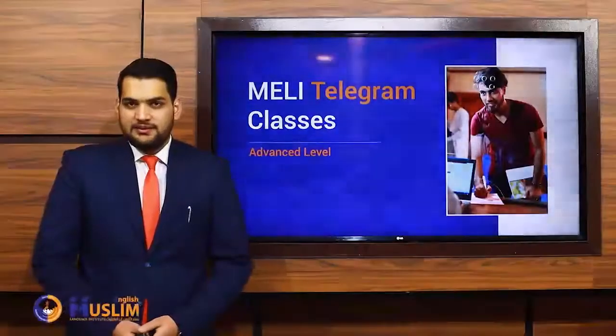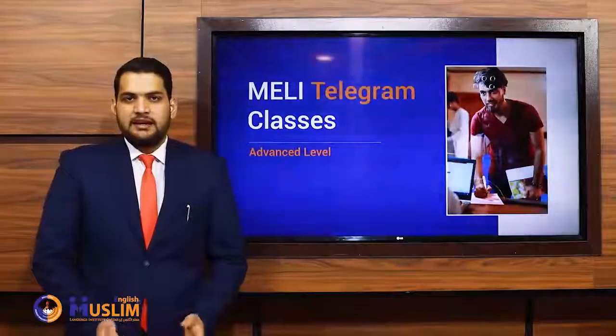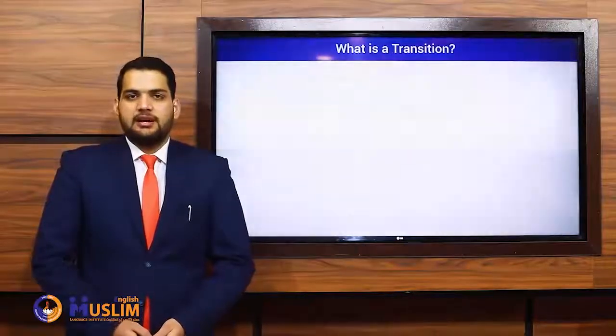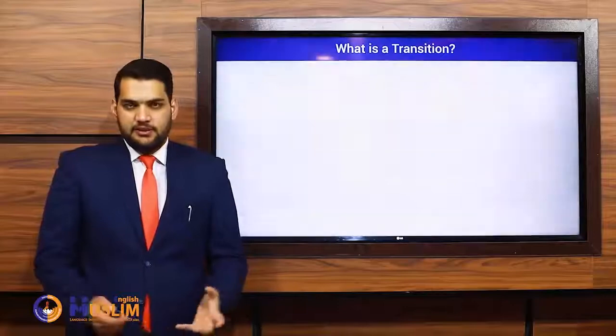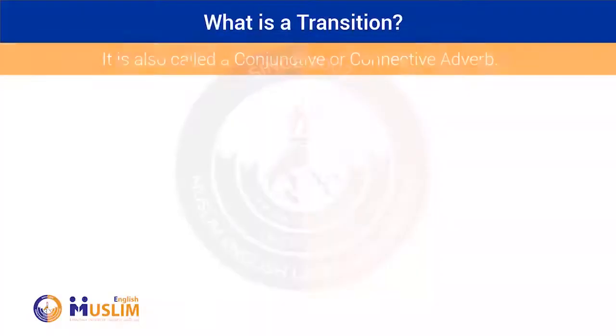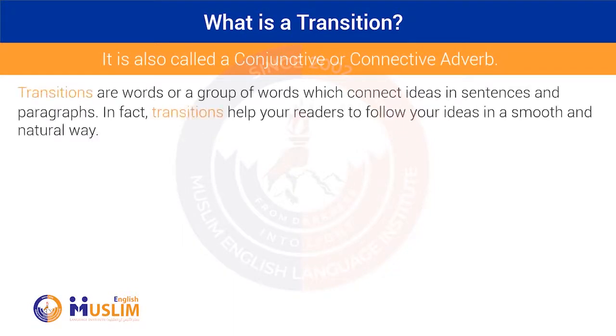This is a grammar lesson for advanced level. In this lesson today, we're going to talk about a transition. Now, what is a transition? First of all, a transition is also called a conjunctive or connective adverb. Transitions are words or a group of words which connect ideas. That's the main point. Transitions are used to connect ideas in sentences and paragraphs.